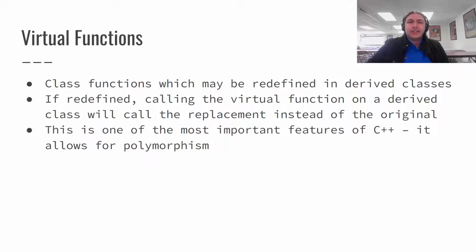And arguably, this is one of the most important features of C++ because it allows for polymorphism. It is the single thing that allows that to happen.